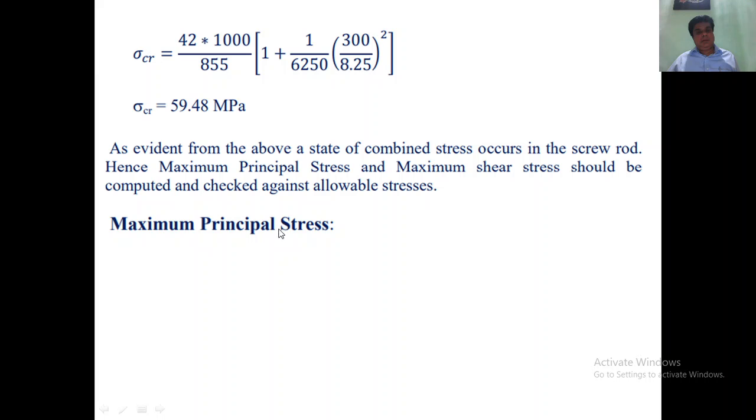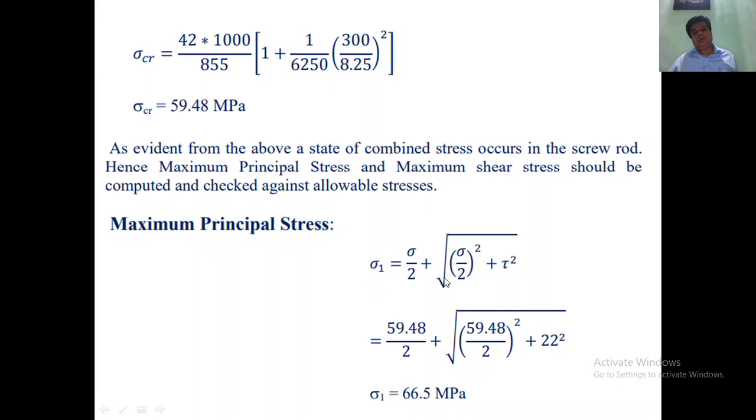So you can calculate the principal stresses. So sigma 1 you can calculate. The formula you already know. So this is sigma C, the compressive or direct stress in the screw rod, and this is the shear stress, which we just calculated. From that we can get the maximum principal stress, which is 66.5 megapascal. So the maximum direct stress induced in the material is 66.5 megapascal.